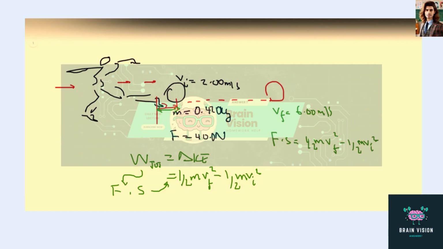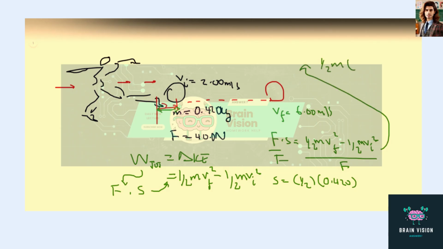Our goal is to get the distance s. So we divide both sides by the force, and then simply plug in the numbers. So 1/2 times the mass, which is 0.420. And by the way, in the upper part, you could pull out the 1/2 m and just have v final squared minus v initial squared. It's algebraic, so you could always do that.